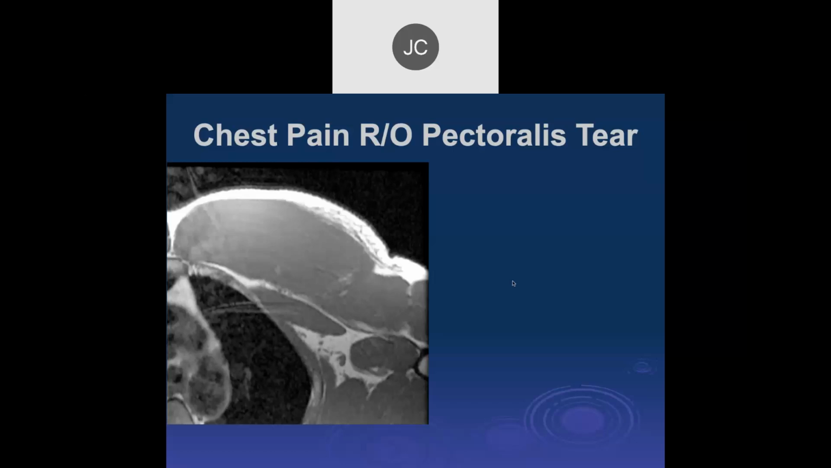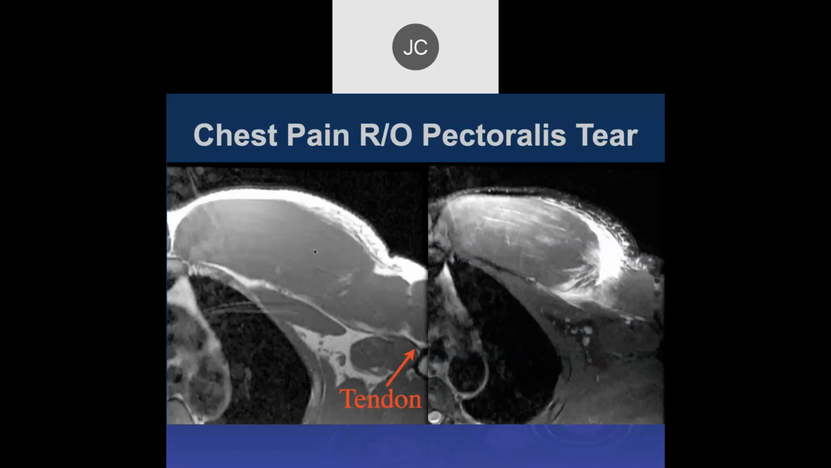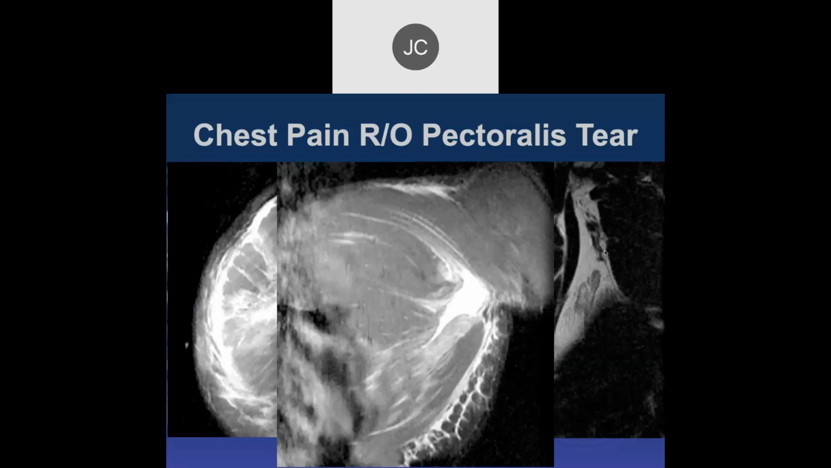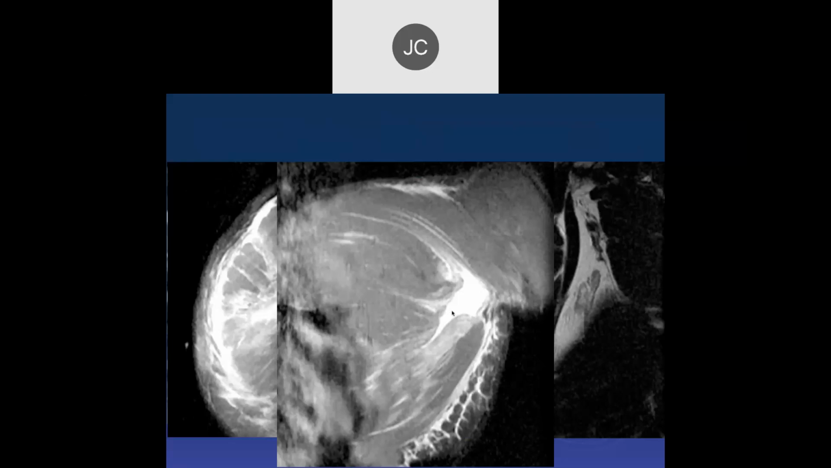Okay, rule out pec tear. Looking at the pec major, the tendon looks intact, but this is a T1 weighted image, so we can't really evaluate the muscle well. Right, let's go to a T2 weighted image. So there's a lot of edema within the muscle fibers, so it looks like a partial tear. Pretty extensive tear, actually. So this would be a grade 2 tear, probably not grade 3, because it has a collection of fluid within it.